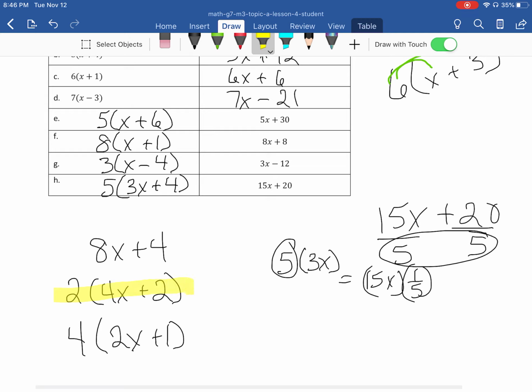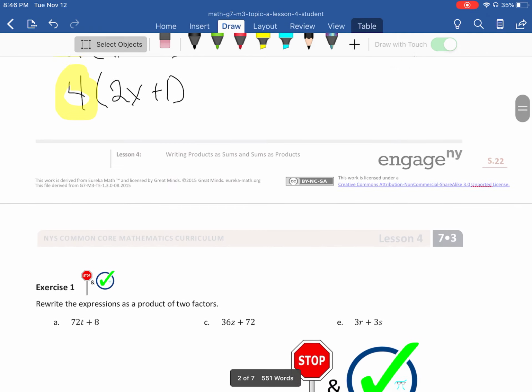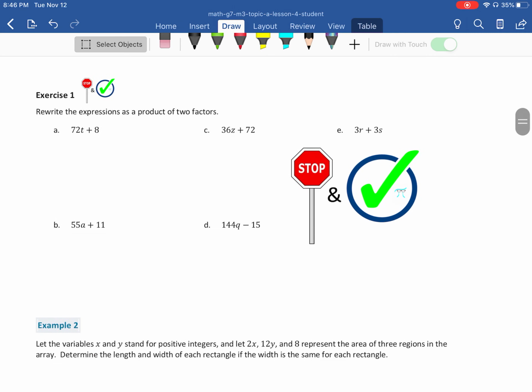Now, this first one is correct, but when you want to factor out, you want to get the greatest common factor. So this first one is a correct factoring, but to have the best possible factoring out, you want to find the greatest common number between the two, which would be 4. Exercise 1, I want you to try A through E. Attempt all 5 of these. Raise your hand, I will check on them, and then we can move on.